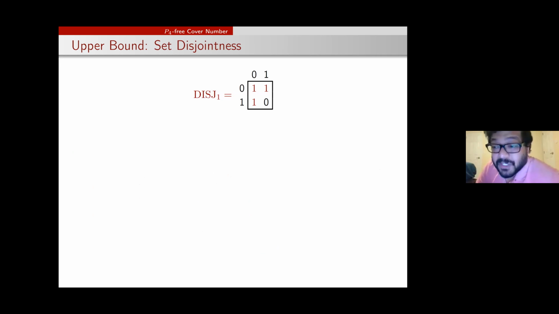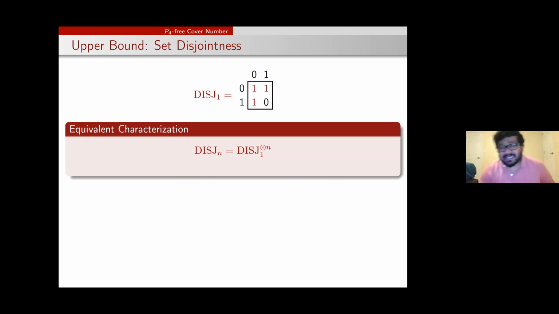Now I will give a bound for disjointness. So first let's consider disjoint subscript 1. So there is one element. The first row represents empty set for Alice. Second row represents Alice has the element. The first column represents empty set of Bob, and the second column represents Bob has the element. So if Alice and Bob both have the element, then the sets are not disjoint. So it is 0 here. Everywhere else, the sets are disjoint. So we get 1.